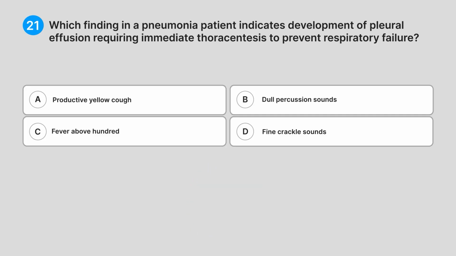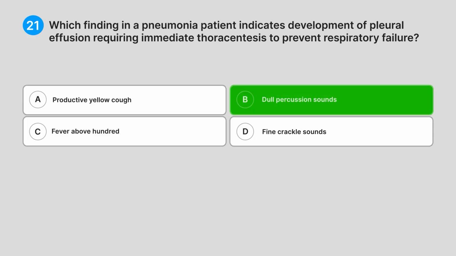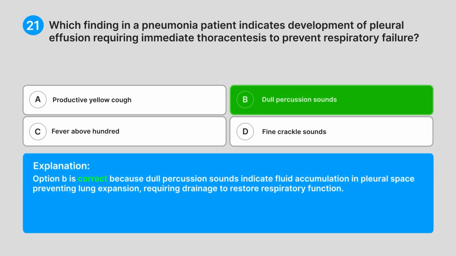Correct answer, B. Dull percussion sounds. Explanation. Option B is correct because dull percussion sounds indicate fluid accumulation in pleural space, preventing lung expansion, requiring drainage to restore respiratory function.